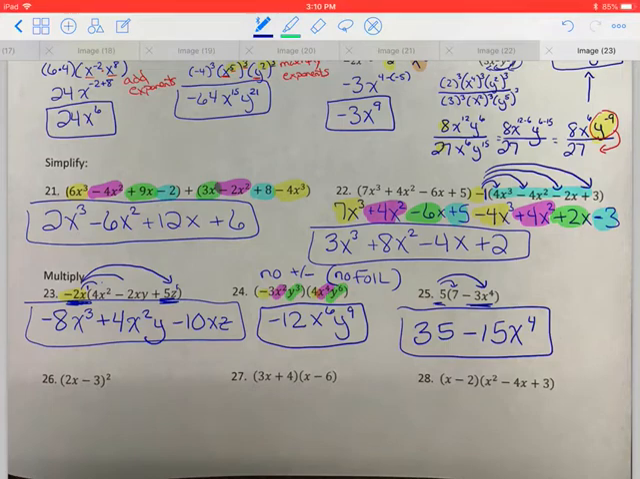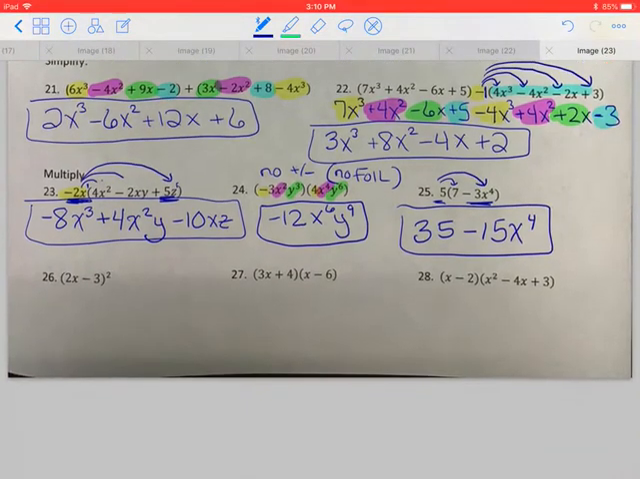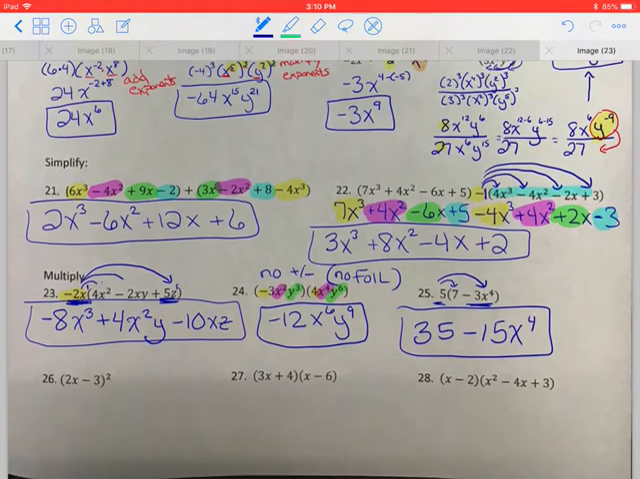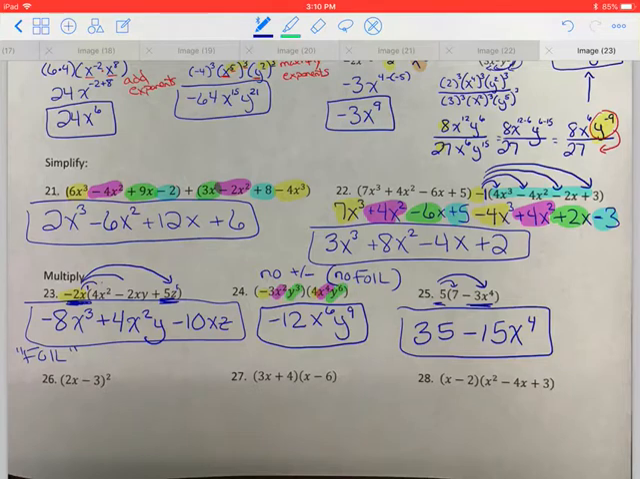All right, and here we are on our last three questions. I'm sorry I can't make that go up anymore, so we're going to be at the bottom of the screen. All of these are going to deal with what we call FOIL a lot of the time. So FOIL is just distributive property.